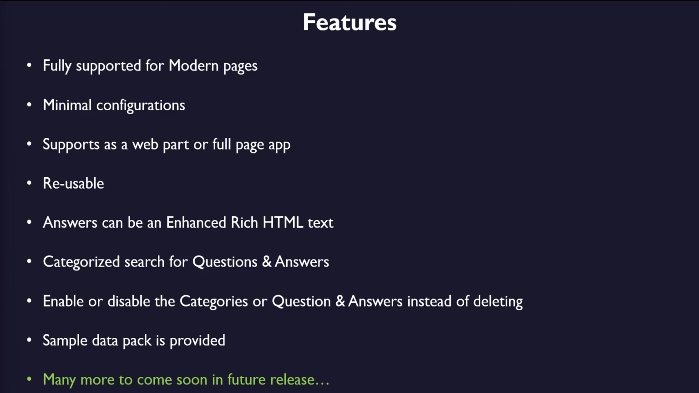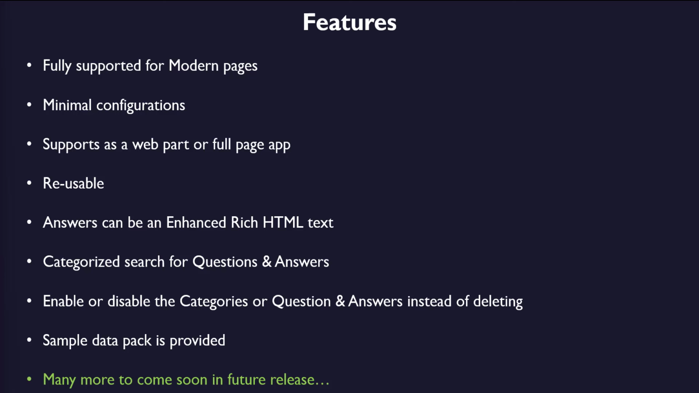The next most important thing is reusable. It can be used many times within the site or in a different site. All the contents come from a list, and the list can be managed inside the app itself. The answers can be enhanced rich HTML text, which includes images, links, tables, etc. And there is a categorization feature for questions and answers based on the category. It can be searched by the end users.